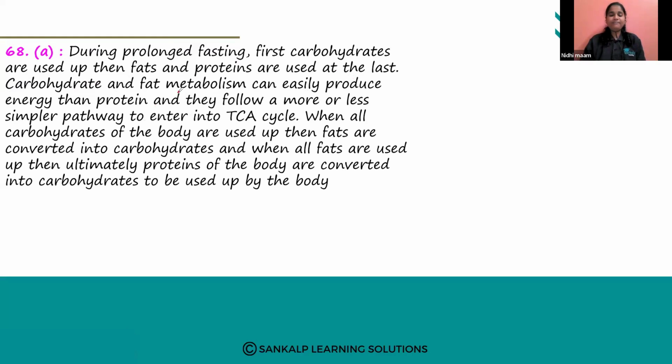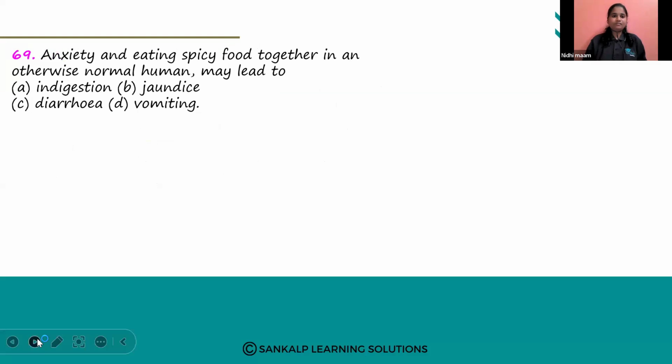Because carbohydrate and fat metabolism can easily produce energy compared to protein, and they follow a more or less simple pathway, simpler than that of protein. When all the carbohydrates of the body are used up, fats will be converted into carbohydrate. When all the fats are used up, ultimately, lastly, proteins of the body will be converted into carbohydrates. Okay, do remember it. Fine.